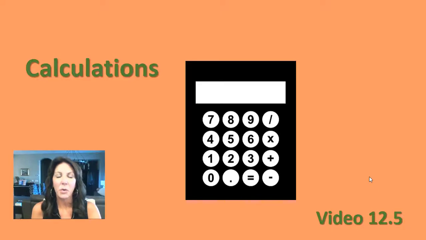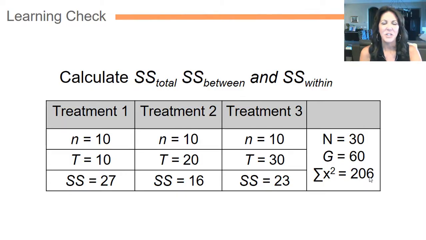In this video, we're going to go over some calculations, and we're going to fill in those calculations in our ANOVA data table. So this is what we're going to need to start with first. We're going to calculate our sums of squares total, sums of squares between, and sums of squares within. This is an important part of conducting an ANOVA.